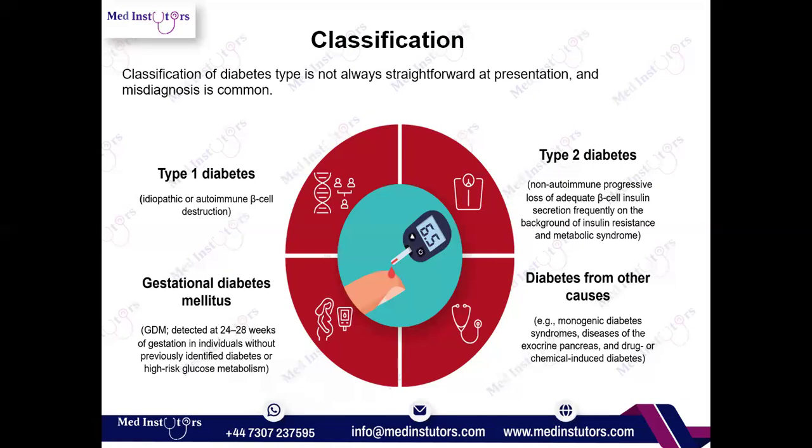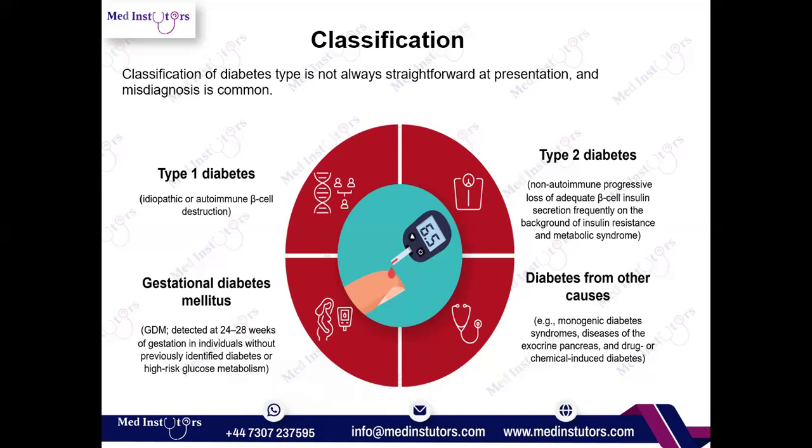Then we have GDM, or gestational diabetes mellitus, which is detected at 24 to 28 weeks of gestation in individuals without previously identified diabetes or high risk of glucose metabolism abnormality. As the name suggests, it is identified in pregnant ladies at 24 to 28 weeks of gestation. Then we have the rare forms of diabetes, such as monogenic diabetes syndromes, diseases of the exocrine pancreas, and drug or chemical induced diabetes.